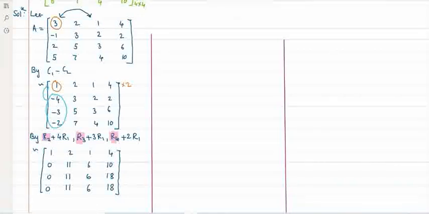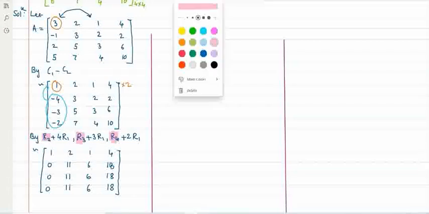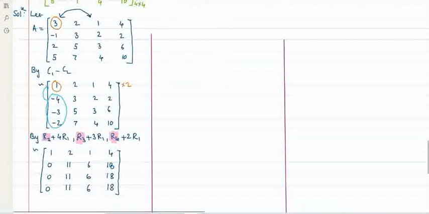Now this one? R2. Sir, it's 18. Yes, it's 18, because what is your transformation? 2 plus 16, that is 18. Check the calculations. Okay. So again, after getting the elements below A11 to 0, this is A11.